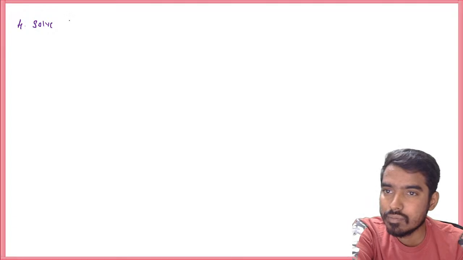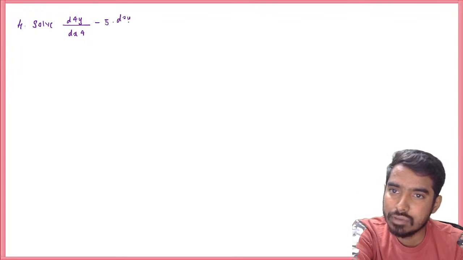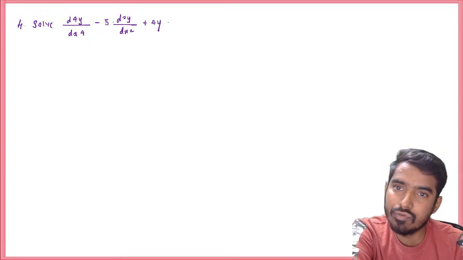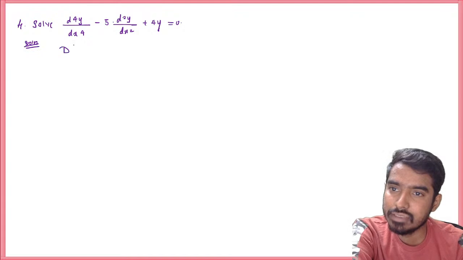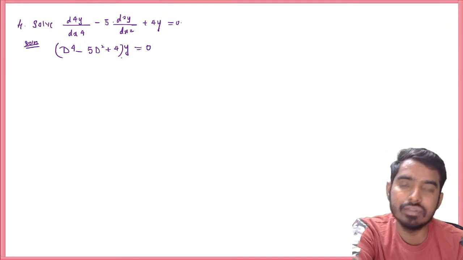To solve d⁴y/dx⁴ minus 5 times d²y/dx² plus 4y is equal to 0, right? This is the same as (D⁴ minus 5D² plus 4) of y is equal to 0, right?